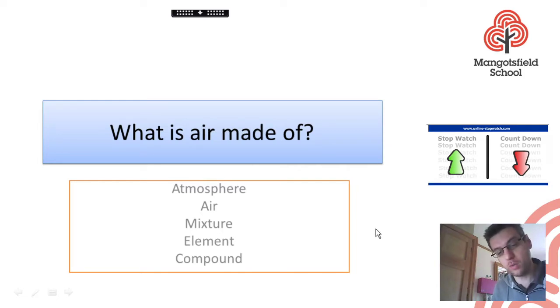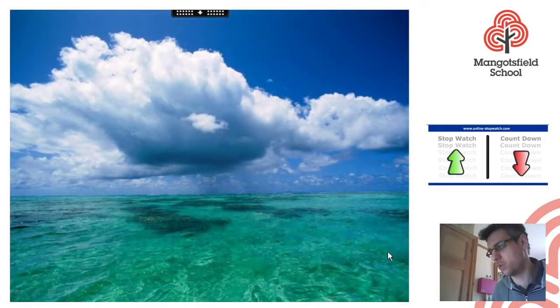Along the way, we are going to revise the words mixture, element and compound, which is something that you all learnt about earlier in the year. So here we go with lesson 4, driving question, what is air made of? That driving question will reappear later so you can write it down. Okay, so what is the air made of? What gases are in the air?